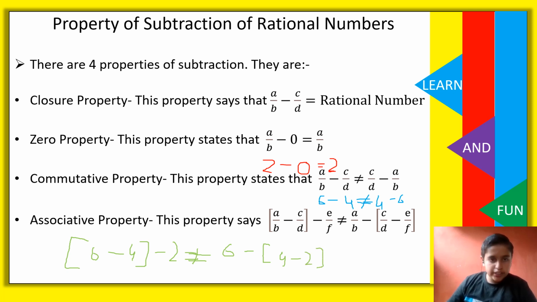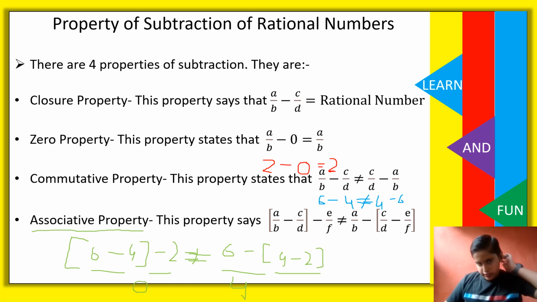So we will solve this. Here 6 minus 4 gives us 2, and then 2 minus 2 will give us 0. And then we'll solve this. 4 minus 2 will give us 2 here, and 6 minus 2 will give us 4. So are 0 and 4 equal? No. So 0 is not equal to 4, and this property says that it's correct.